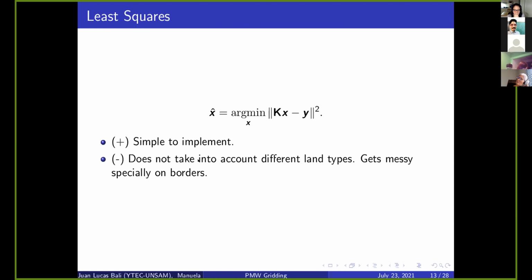One of them is very non-robust. I will show you an example. It does not consider spatial correlation between neighboring cells, which is something we are going to talk about in this presentation. And it also doesn't take into account different kinds of land types, for example, a land or earth type and a sea type.